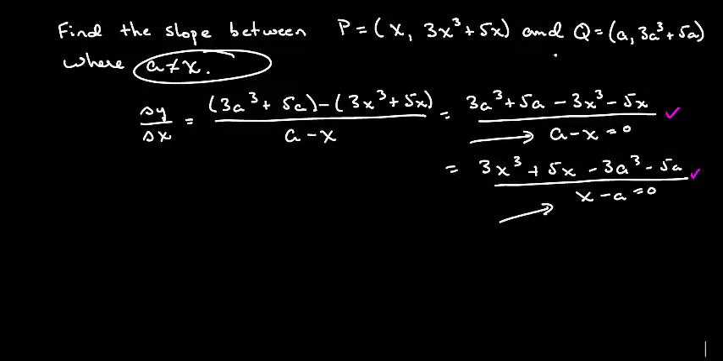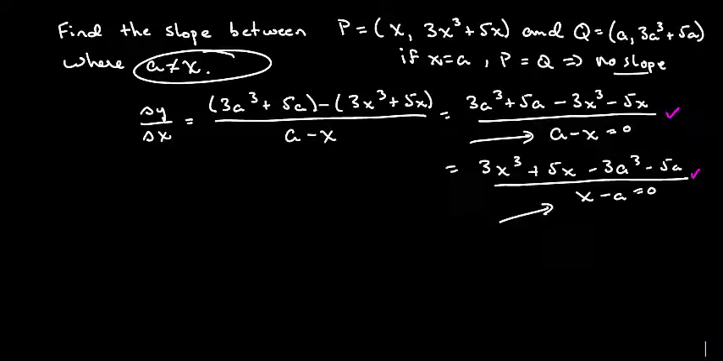Also, if you look at these two, if x was the same thing as a, then p and q would be the same exact point. And so if x was equal to a, then p would be equal to q. And we can't define the slope off of that because we need two distinct points, and we wouldn't have it there.